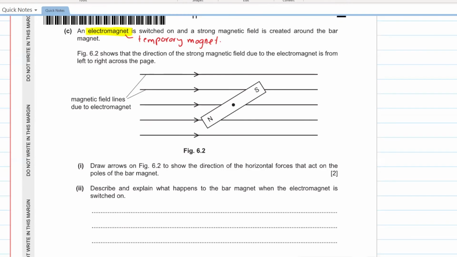Figure 6.2 shows the direction of the strong magnetic field due to the electromagnet is from left to right across the page. Draw an arrow on 6.2 to show the direction of the horizontal forces that act on the poles of the bar magnet. So we have to mark the direction of the force that will act on the bar magnet. What can we do here?